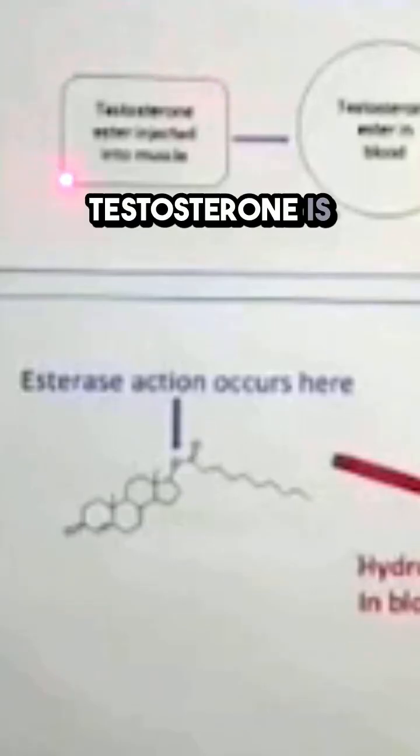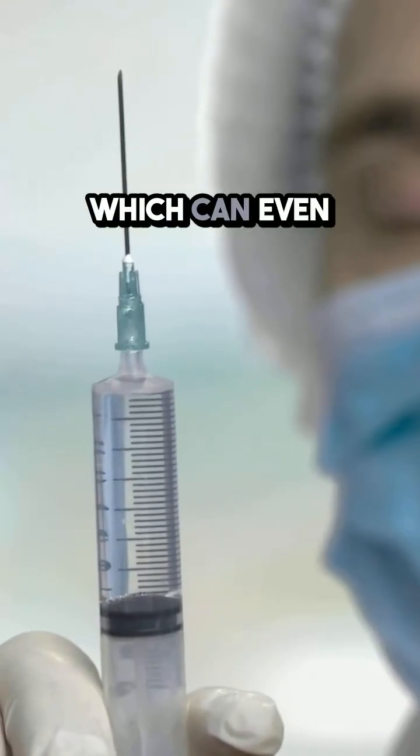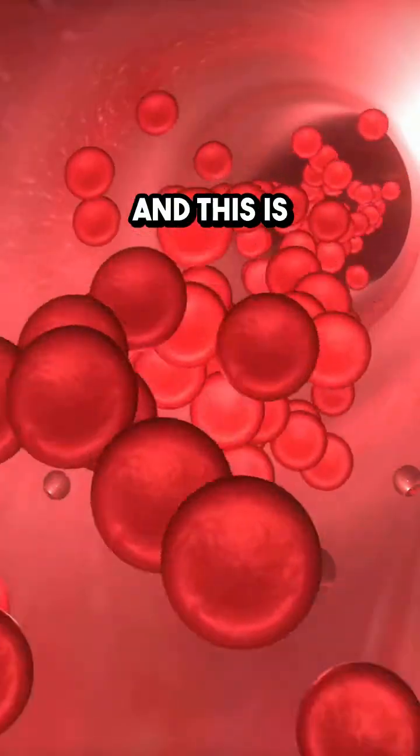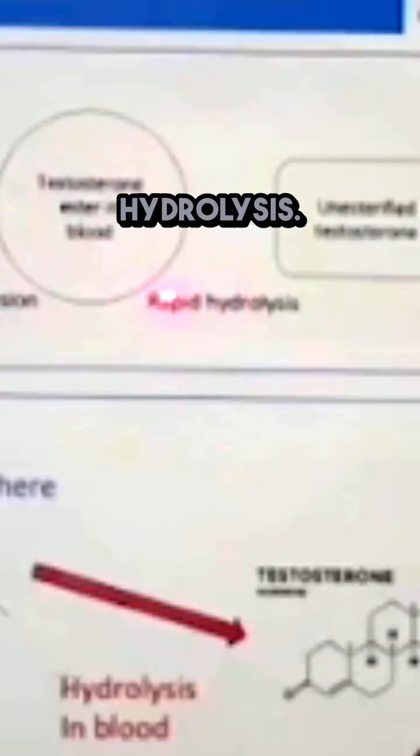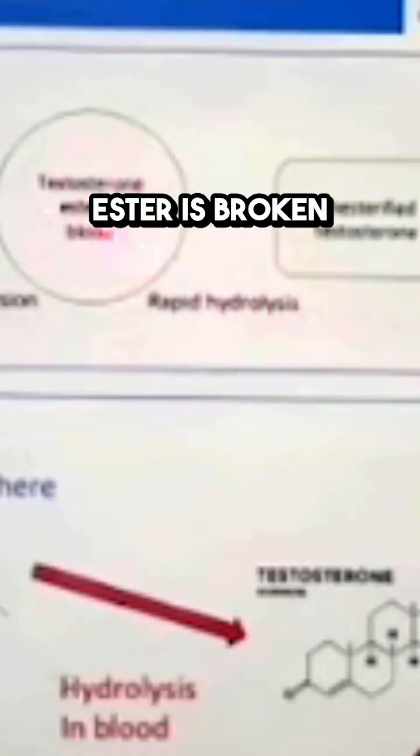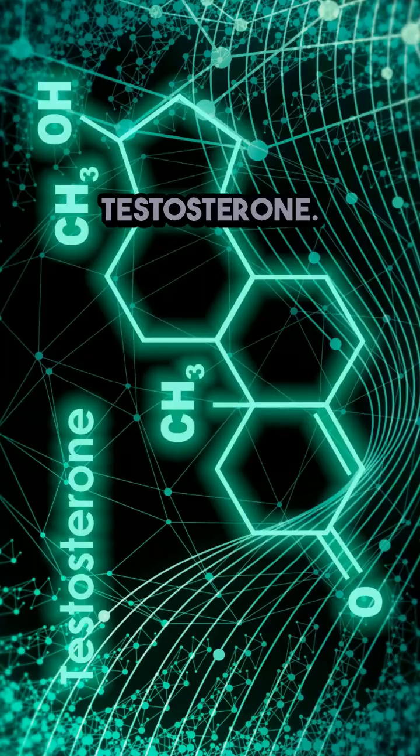So when the testosterone is injected into the muscle, which can either be the glute, the thigh, sometimes if you've got big shoulders you can inject into the shoulder, it has to get from the muscle into the blood. And this is the rate limiting step because it diffuses slowly from the site of injection into the blood. Once the testosterone ester is in the blood, there is a rapid hydrolysis. What that means is the testosterone ester is broken down to the unesterified testosterone.